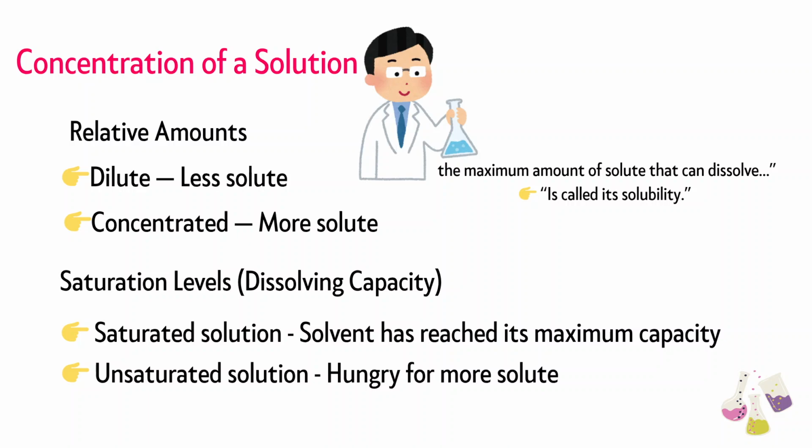Different substances have different solubility at the same temperature. Remember, at a particular temperature, when no more solute can dissolve, the solution is called a saturated solution. If the solution can still dissolve more solute, it is called an unsaturated solution.